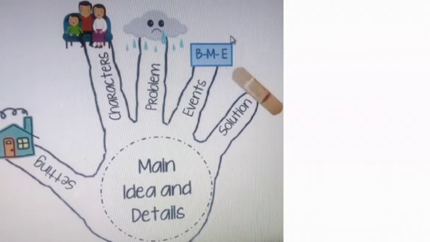The next comes character. As I told you, there are various types of characters. It may be a man, it may be an animal, or it may be an imaginary character like a giant, monster, or fairy. They are called characters because they play a very good role in the story.